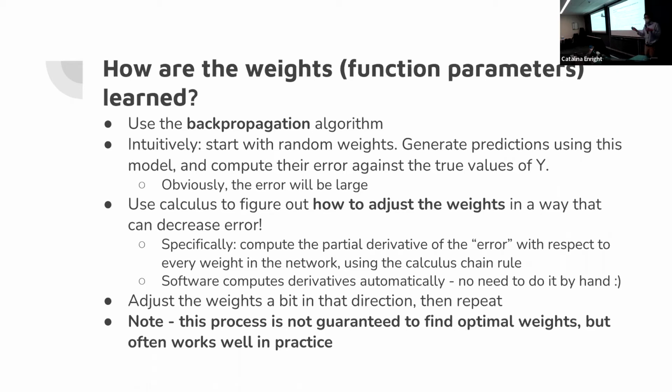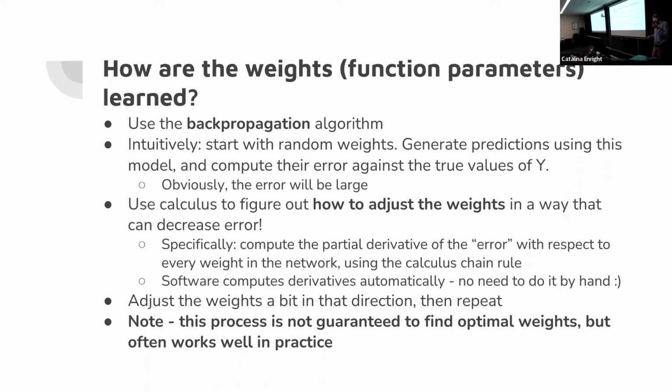And we want to compute the error of this random prediction against the true value that we want to infer. Obviously, this error will be really large if the predictions are just random. But the key idea is that we can use calculus to figure out how to adjust the weights in a way that can reduce the error. Specifically, it's computing the partial derivative of the error with respect to every weight in the network using the calculus chain rule.